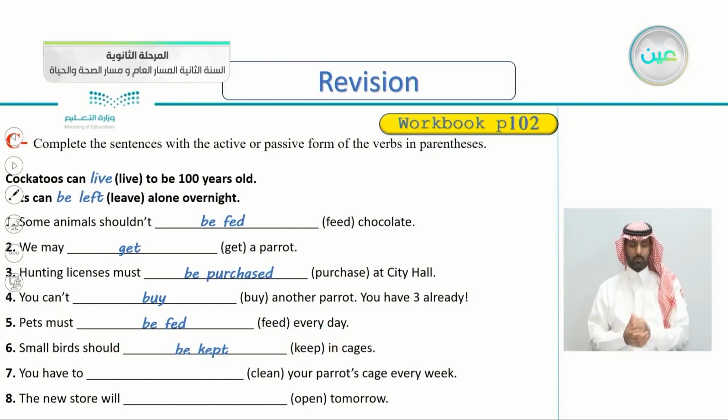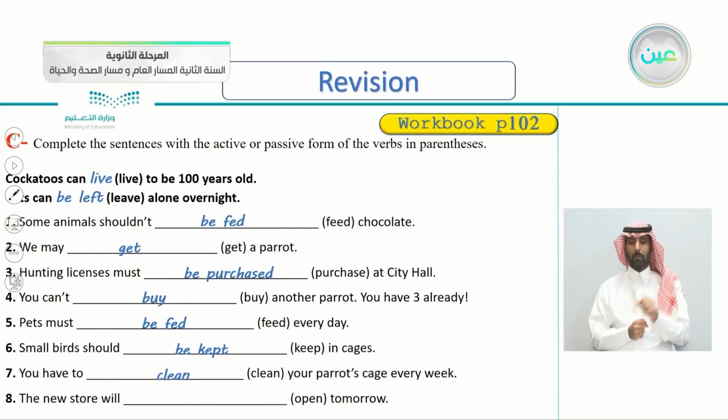Number 7, you have to clean your parrot's cage every week, and the verb is clean. Who is doing the cleaning? Yes, we have the subject here. It's you. You have to clean your parrot's cage every week, so the answer here is clean.